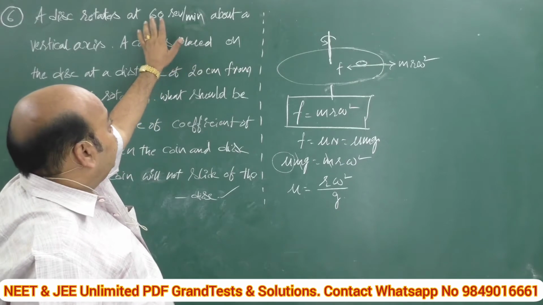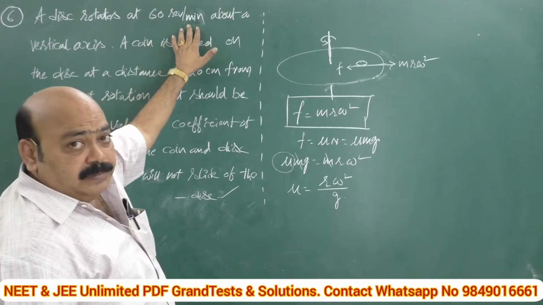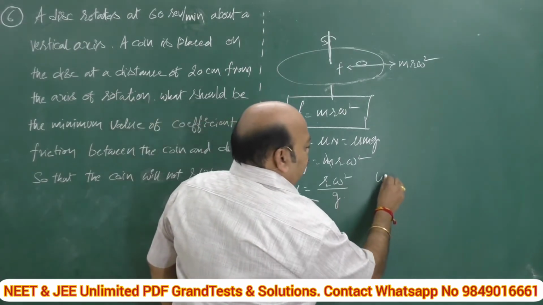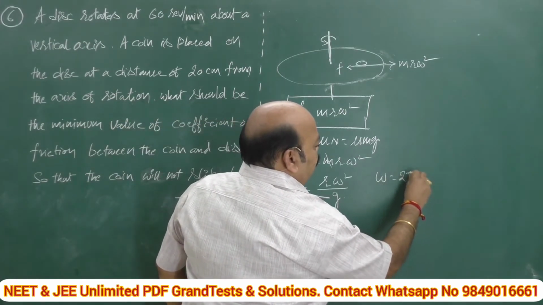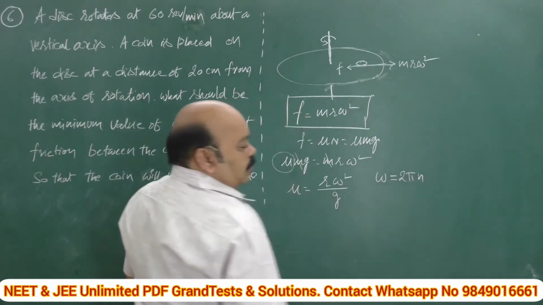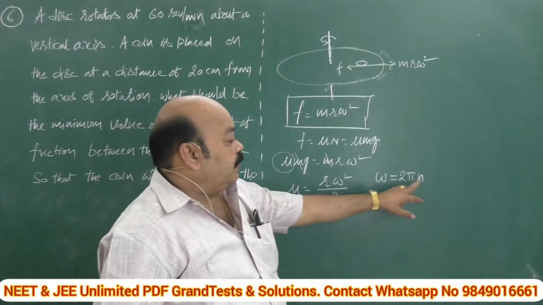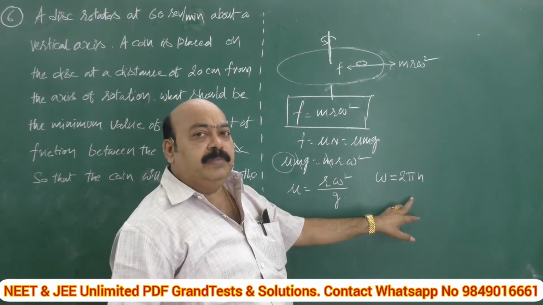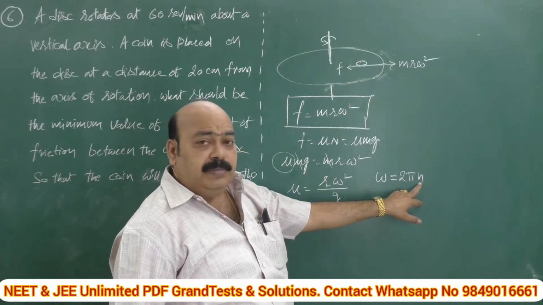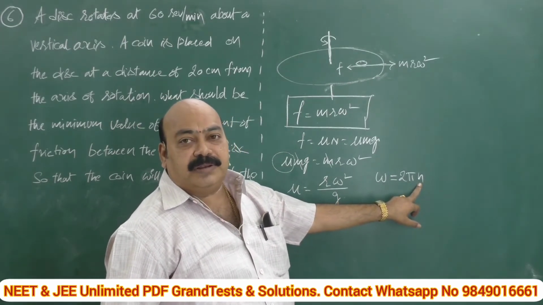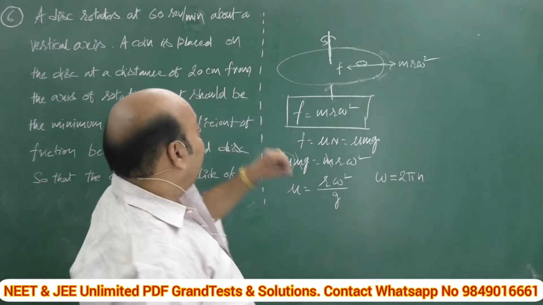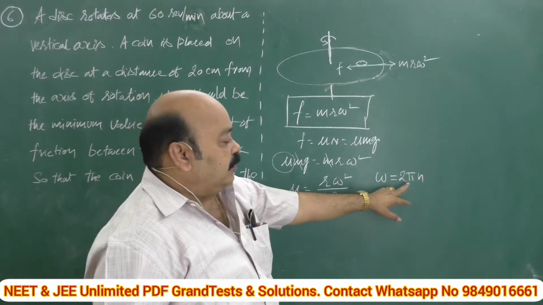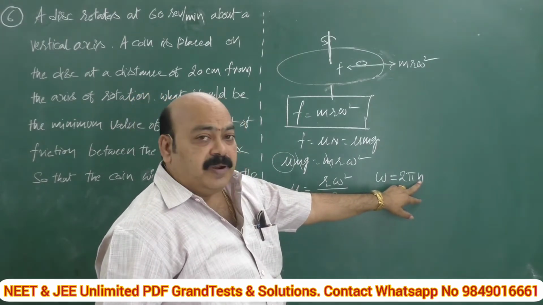It is mentioned as 60 revolutions per minute. So what is the formula for angular velocity? It is nothing but 2 pi n. If the term is given in terms of rotations per minute or rotations per second, n means number of rotations per second. If you ignore this minute, there is a possibility of being misled. Observe carefully. n means what? Number of rotations per second.